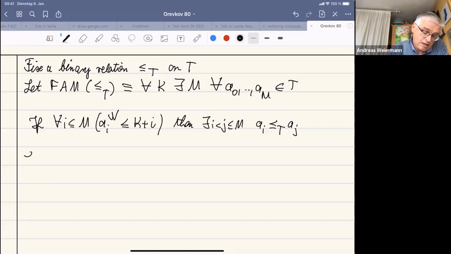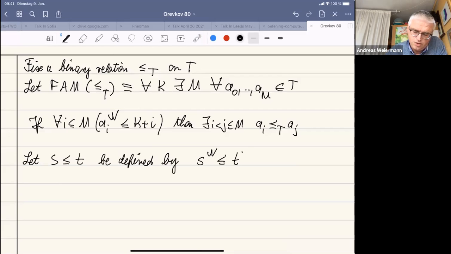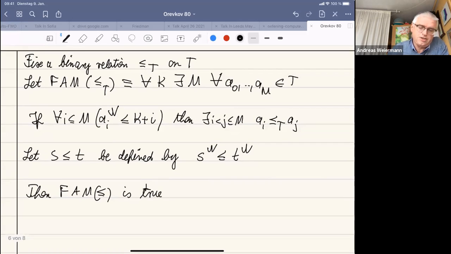Well, consider the following relation. Let S less than or equal to T on terms be defined by saying that the value of S is less than or equal to the value of T. Then we can ask, well, what is with this relation and the principle FAM? Then FAM is true for this relation on terms. Now we can check that this is an obvious property. Why is this the case?